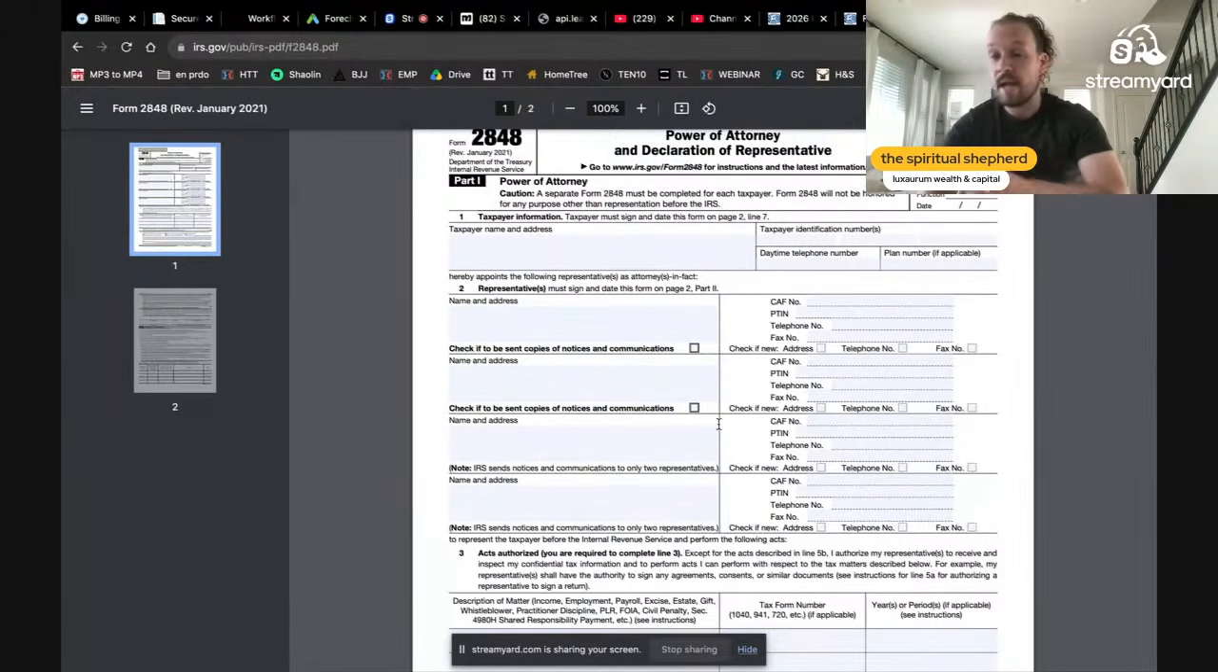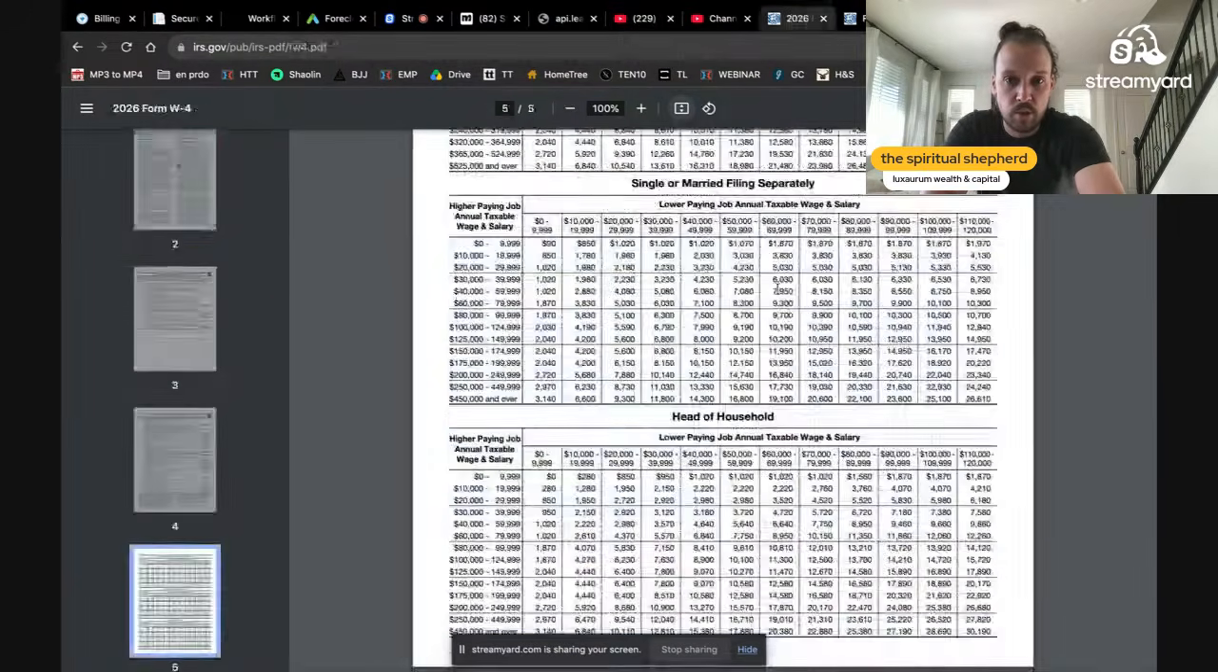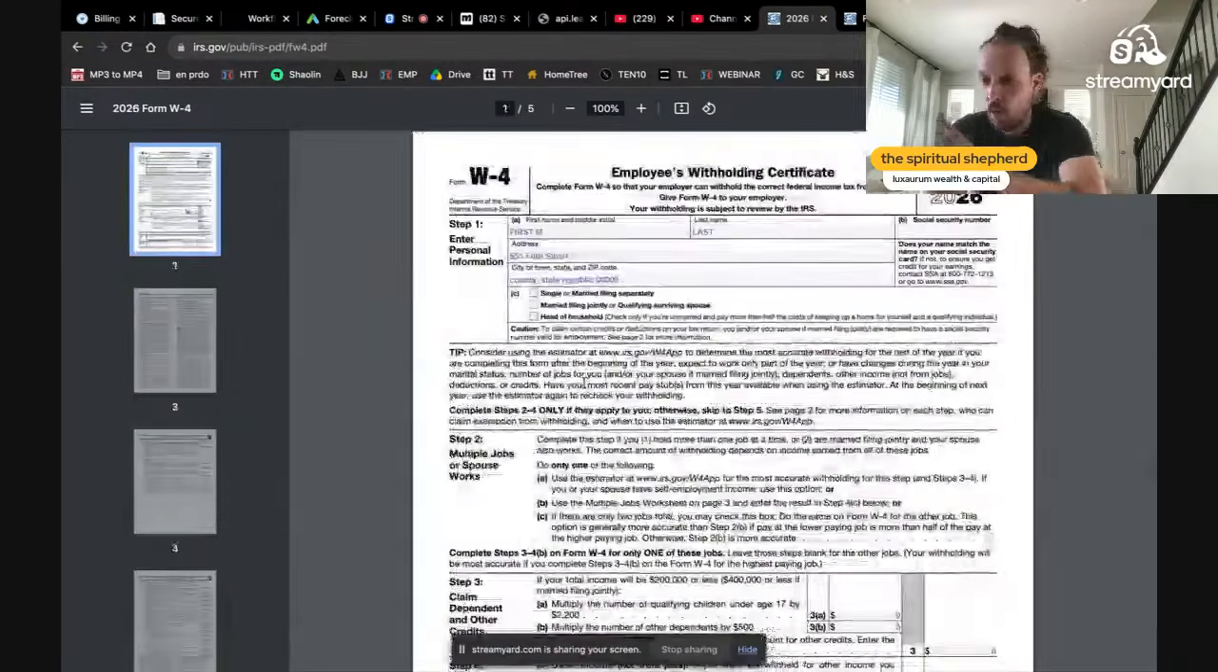Okay. So the main thing is that you would do these 4 forms. This is what you do. Let me read them off one more time. You're going to do the W4. You're going to do the W8BEN. You're going to do the Form 56. And you're going to do the 2848. They're very easy to fill out.